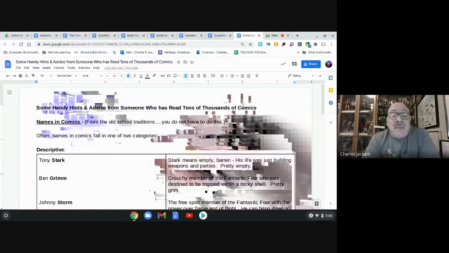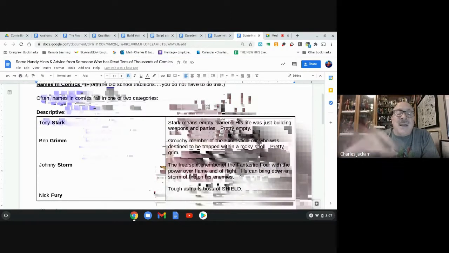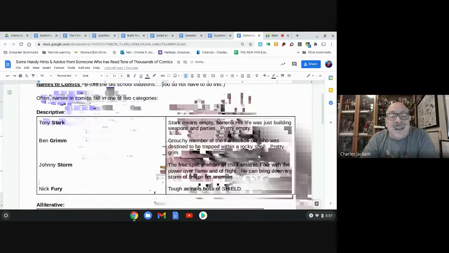Also, some extra hints and advice from somebody who's read tens of thousands of comics, namely me. Names in comics, and this is mainly from the old school. So you don't have to do this, but names in the old days tend to fall into one of 2 categories. They could either be descriptive names like Tony Stark, Ben Grimm, Johnny Storm, Nick Fury. Each of their last names describe some aspect of their life or their temperament. Ben is kind of grouchy. Ben Grimm. Nick Fury is first a soldier and then a head spy of the agency known as S.H.I.E.L.D. So he's got a lot of fury and possibly anger issues. Johnny Storm has a fiery, stormy temper.